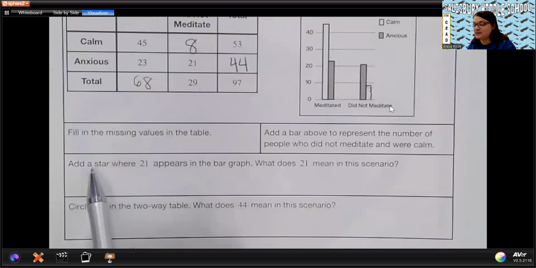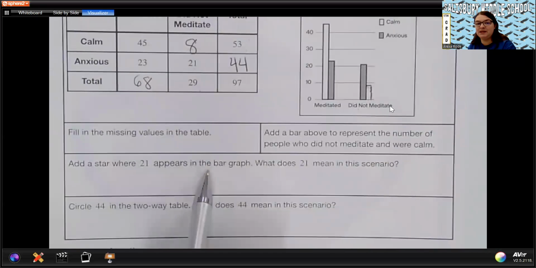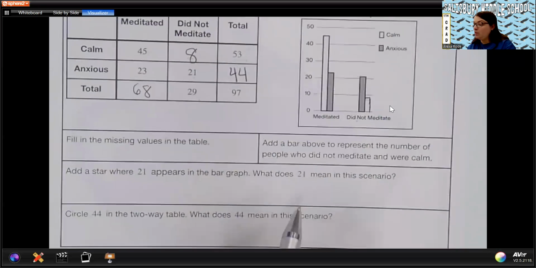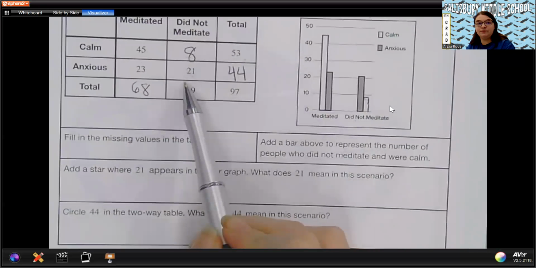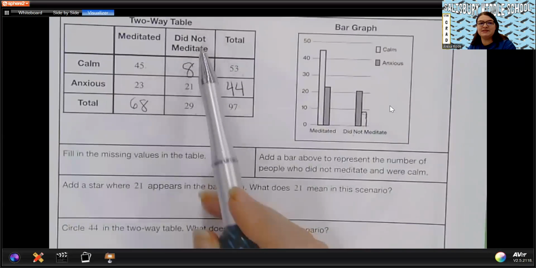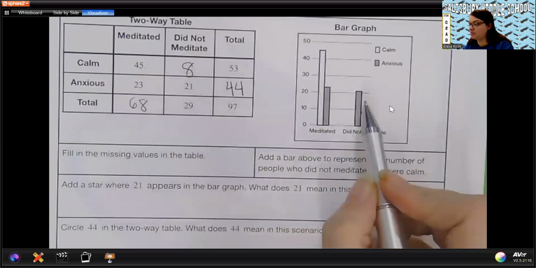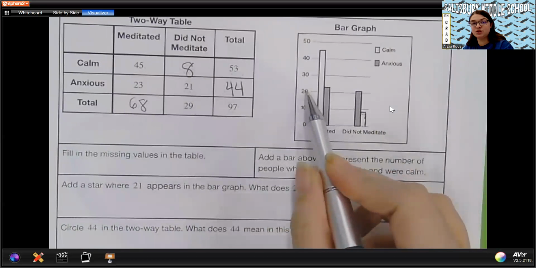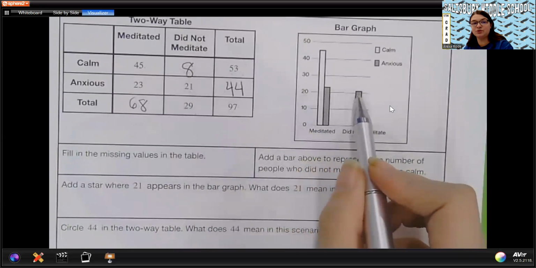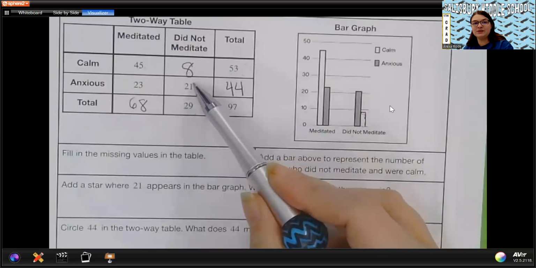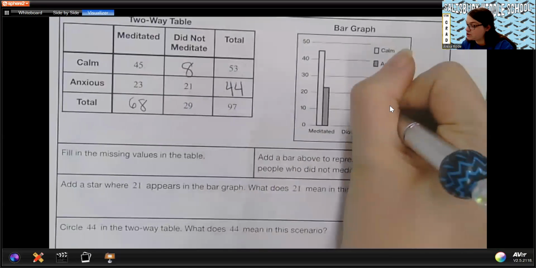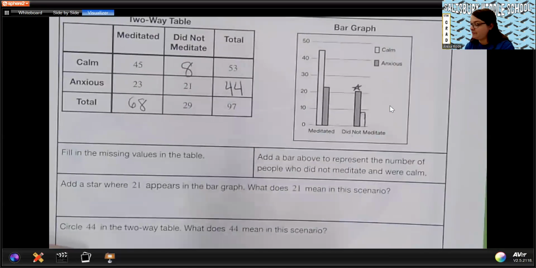Now it asks us to add a star where 21 appears on the bar graph. What does 21 mean in this scenario? Well, if we look over here, it tells us that 21 means the number of athletes that did not meditate and were anxious. I could also come look over here and go up to 20, a little bit over 1, and both of these are a little bit over 1. So if we want to double check, we know that it was the did not meditate. So the did not meditate and was anxious. So I'm going to put a little star above that bar graph.